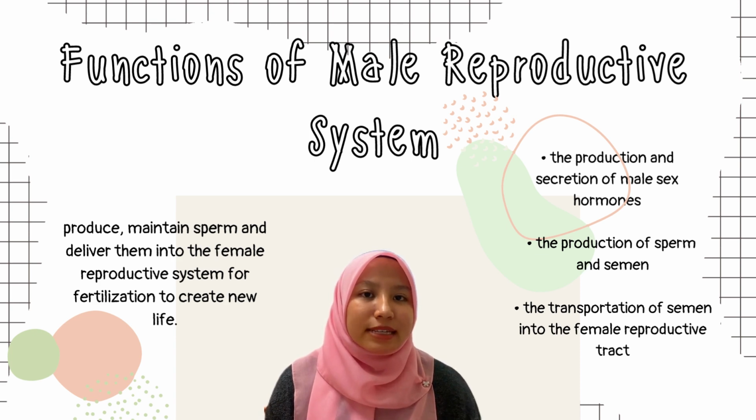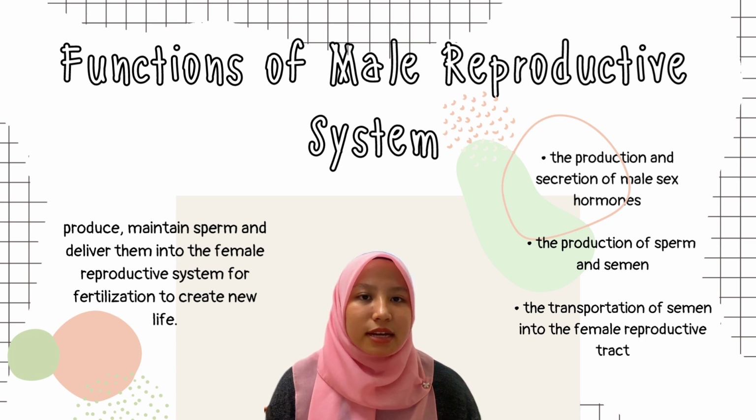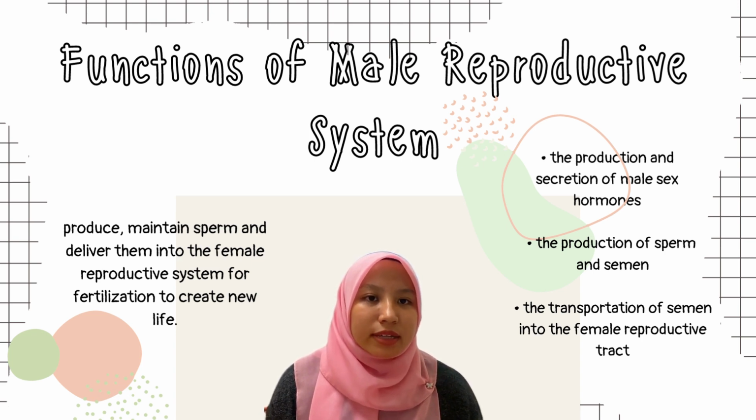Next, I'm going to present about the function of the male reproductive system. So, the primary function of the male reproductive system is to produce, maintain sperm and deliver them into the female reproductive system for fertilization to create new life. Some structure of the male reproductive system also function as part of the urinary system. For instance, the ureter that transport urine from kidney to the bladder.